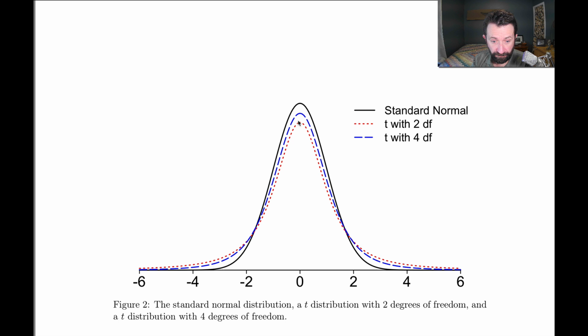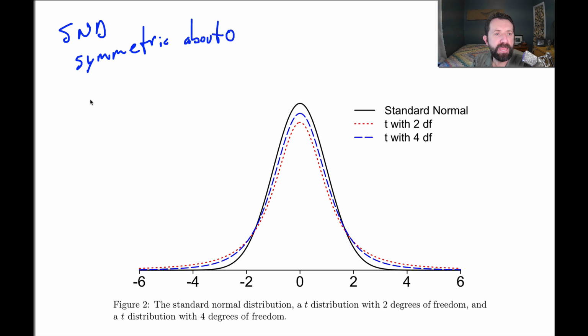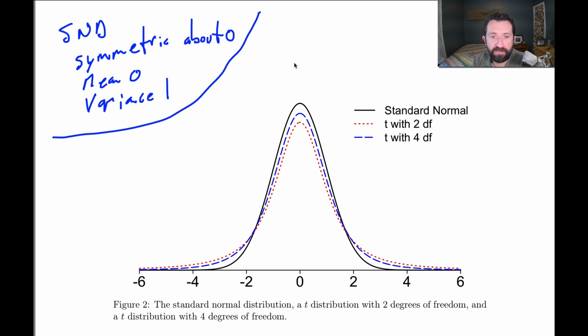So we've got our standard normal distribution. Remember, our standard normal distribution is symmetric about 0, and it had the mean of 0, mean 0, median 0 as well. And the variance was 1 for a standard normal distribution. That's the curve we're familiar with, the black curve here.